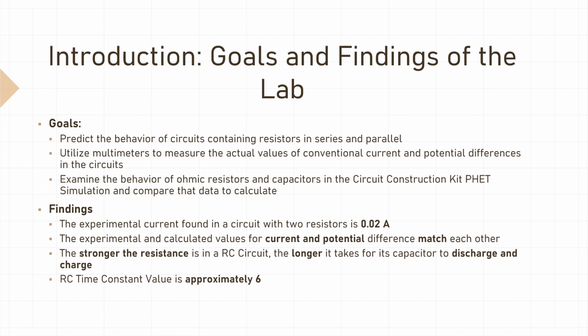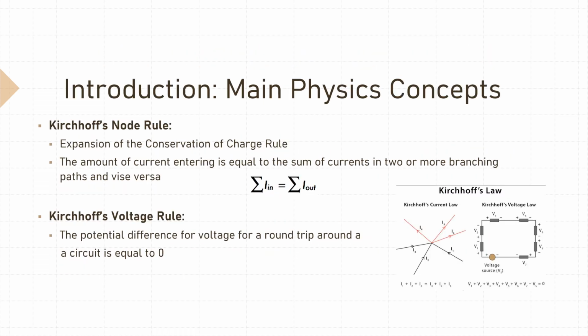The stronger the resistance in the RC circuit, the longer it takes for its capacitor to discharge and charge. And finally, the RC time constant value is approximately 6.